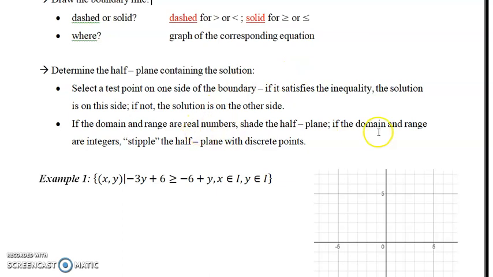If the domain and range are real numbers, so this is what we've got to look at. Remember, there's restrictions here, the domain and range. We'll talk about this. It's the first time we've seen integers. You shade the whole thing, but if it has integers, we would do what's called stipple, where we can only graph each single point. I'm going to show you what that looks like in a minute.